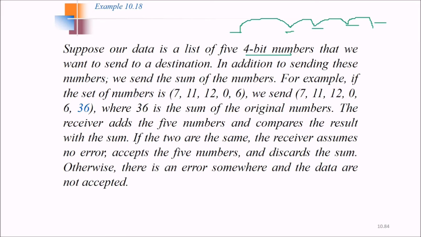For example, if the set of numbers is this one, we add them. Adding them gives 36. So we send along with these numbers 36 also, where the 36 is the sum of the original numbers. The receiver adds the 5 numbers and compares the result with the sum. If the two are the same, the receiver assumes no error, accepts the 5 numbers and discards the sum. Otherwise, there is an error somewhere and the data are not accepted.